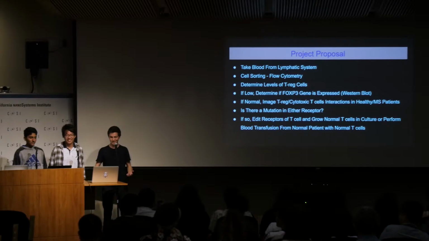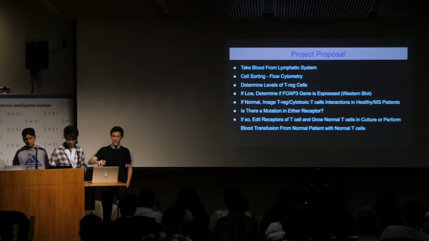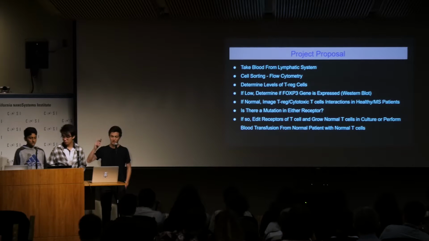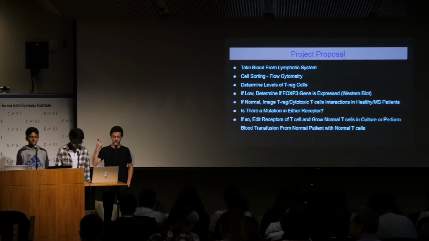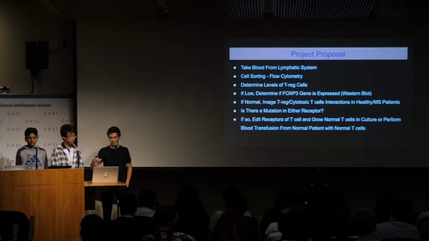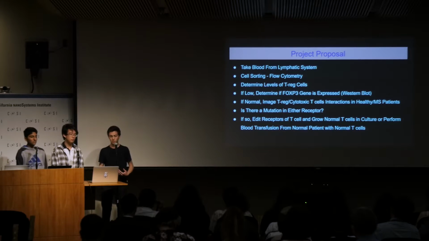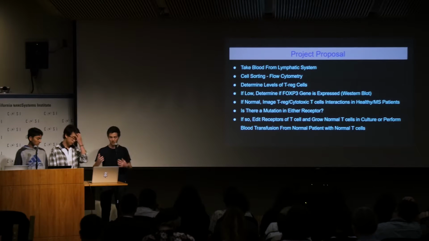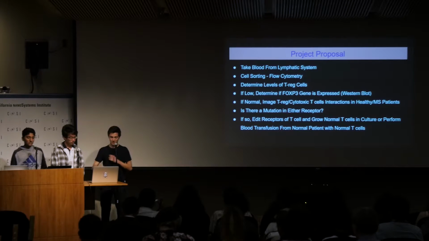If the gene expression is low and there are low amounts of proteins found in patients with MS, we thought we could introduce the FOXP3 proteins into the patient with MS, or even do a blood transfusion with Treg cells. And if we do find that there are normal amounts of Treg cells, we believe the issue could be a mutation on the receptors between the Treg cells and the cytotoxic T cells.